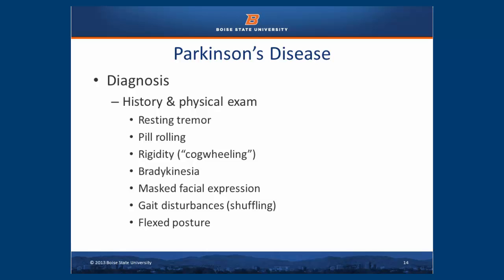Rigidity, you hear about the term cogwheeling utilized frequently. Bradykinesia, slow movements. Masked facial expression, so oftentimes they don't have your common typical facial expressions with emotion. They'll remain flat. Gait disturbances, the shuffling gait is typical, and flexed posture and kyphosis are common among Parkinson's patients.